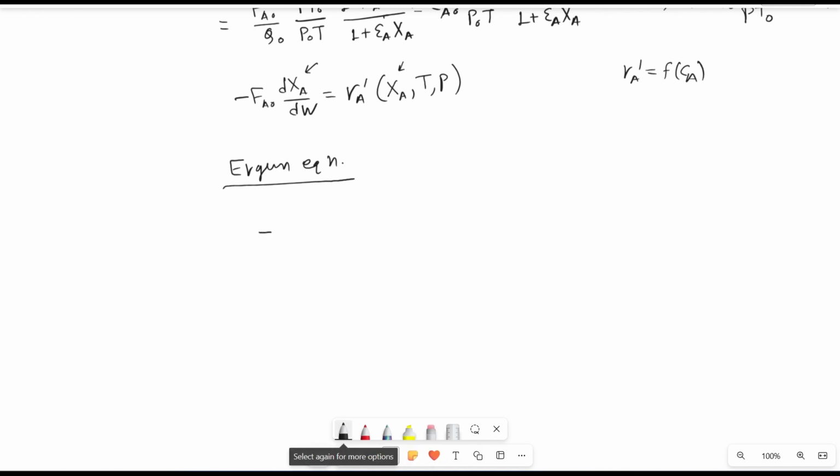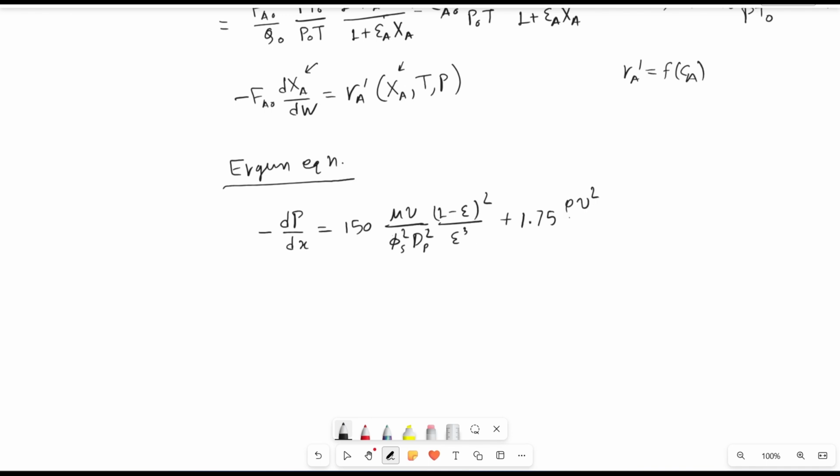minus dP/dx is equal to 150 mu V divided by phi s squared particle diameter squared, times (1 minus epsilon) divided by epsilon cubed, and this is squared, plus 1.75 rho V squared divided by phi s, the sphericity, into particle diameter, into (1 minus epsilon) divided by epsilon cubed.